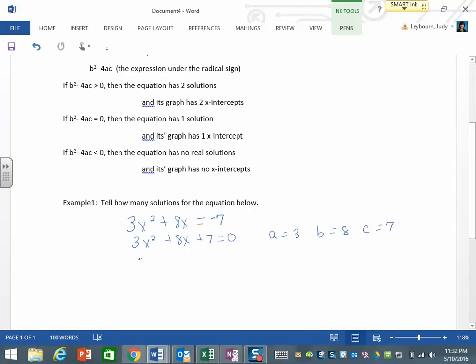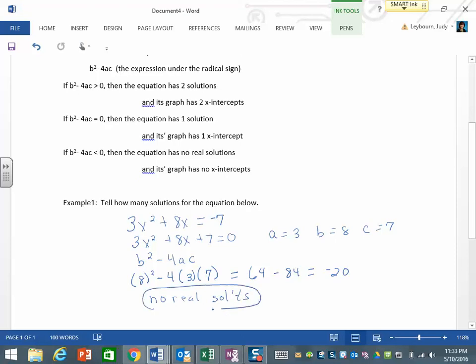So I'm going to use my discriminant, b squared minus 4ac, and substitute the values for b, a, and c. So I have 8 squared minus 4 times 3 times 7. And that would be equal to 64 minus 84, or negative 20. Since that's less than 0, the equation has no real solutions. And that's all it was asking me.